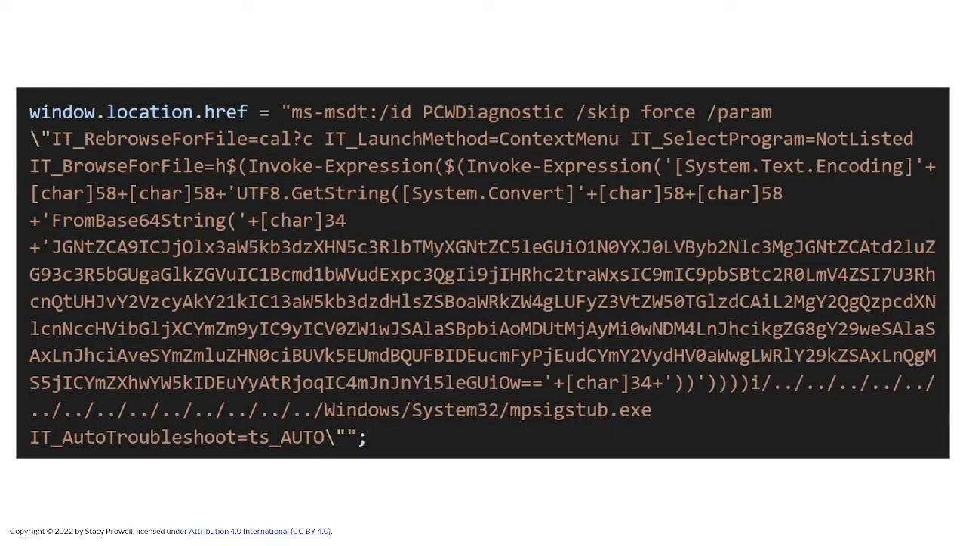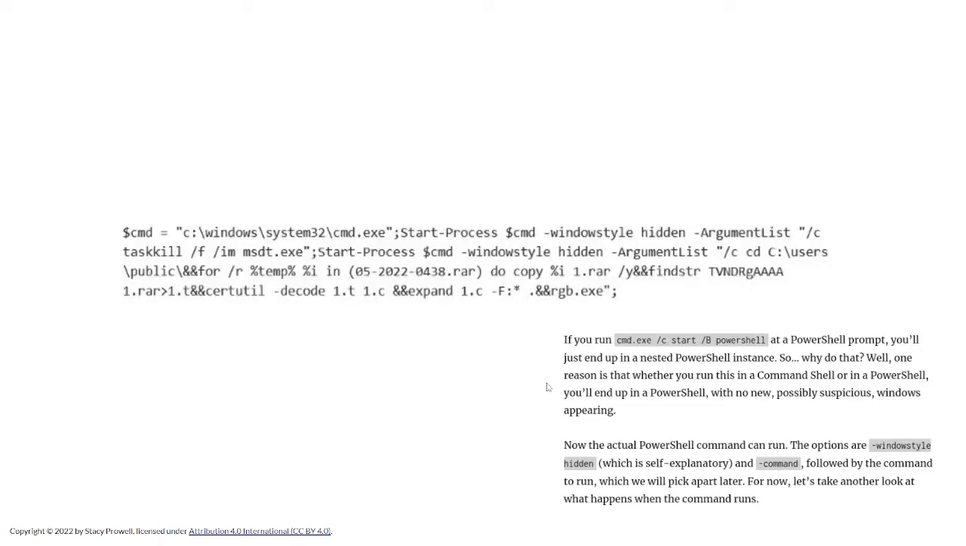So if we go back up here for a second, MSDT, PC Diagnostics, skip force param, and then we have all this stuff here until finally we get to this, UTF-8, get string, convert, and then we have a whole bunch here, and then we have the important part from base 64 string. So if you know what base 64 encoding is, congratulations, because that's what's happening right here. It says base 64 encoded. And what does it decode to? Well, we can just snip this piece out, and we can do a decode of it, base 64, and we get this.